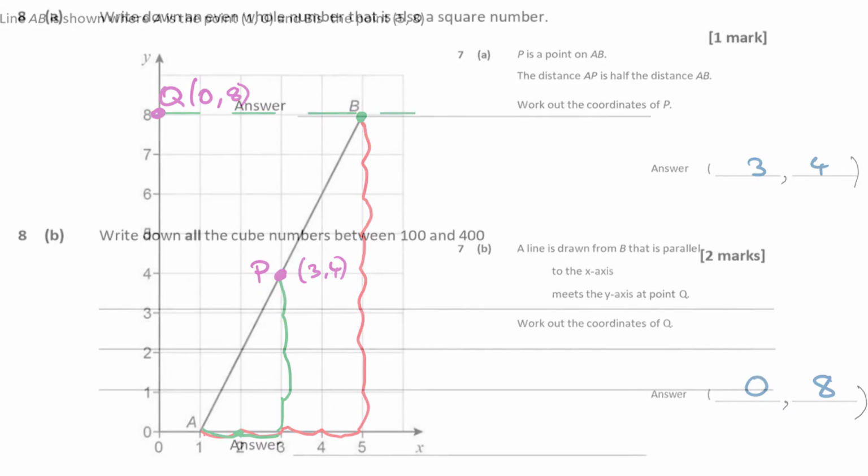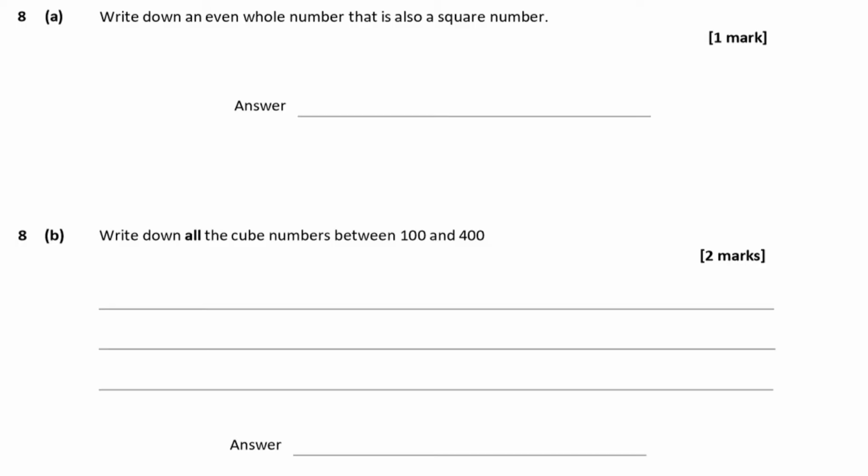Question 8a. Write down an even whole number that is also a square number. Okay, so we want a number that's a square number, an even number, and a whole number. Okay, so even numbers are like our numbers 2, 4, 6, 8, 12. Whole numbers means they don't have any decimal or fraction parts, so just like a whole unit. And square numbers are numbers that you can get by multiplying a whole number by itself. So 1 squared is 1, 2 squared is 4, 3 squared is 9. So the square numbers are 1, 4, 9, 16, and so on.